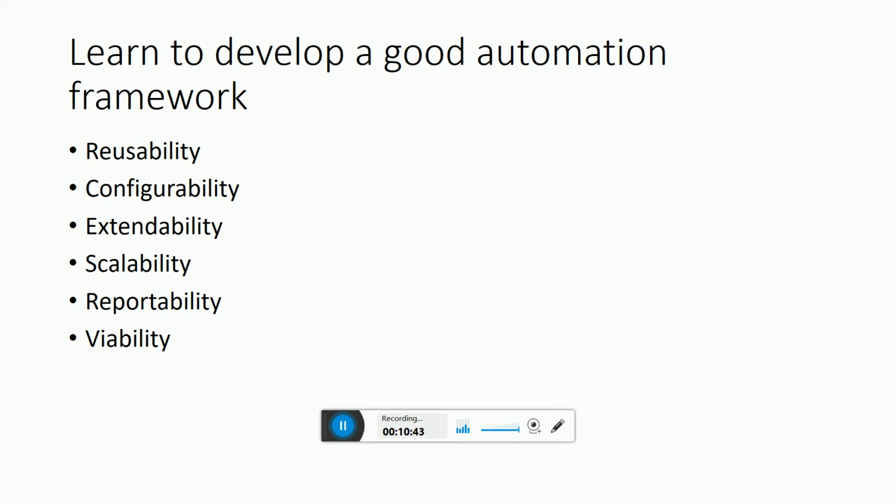Then comes developing your framework. So you know about the tools, you know about the language, you know about the basics, you know about a tool, and you have known about POC. Now it comes for you to develop good automation frameworks: reusability, configurability, extendability, scalability, and reportability.